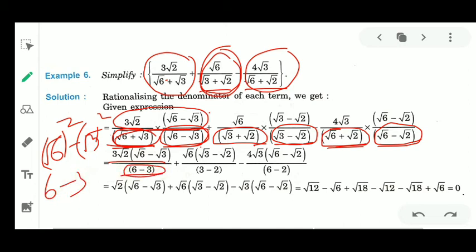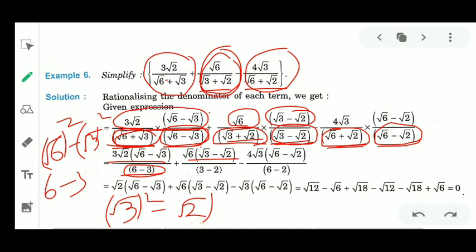6 minus 3. Next, the denominator of 6 root 6 multiplied by root 3 minus root 2. Clear? Now the denominator root 3 plus root 2 into root 3 minus root 2. That is in the form of a plus b into a minus b. So the value of a square minus b square is root 3 square minus root 2 square. So here 3 minus 2. Clear?